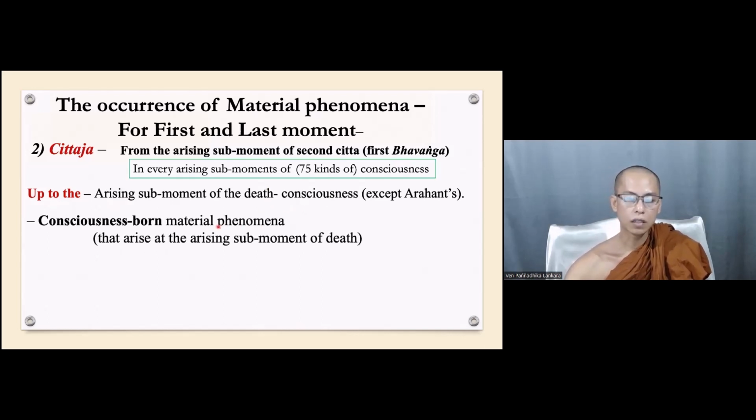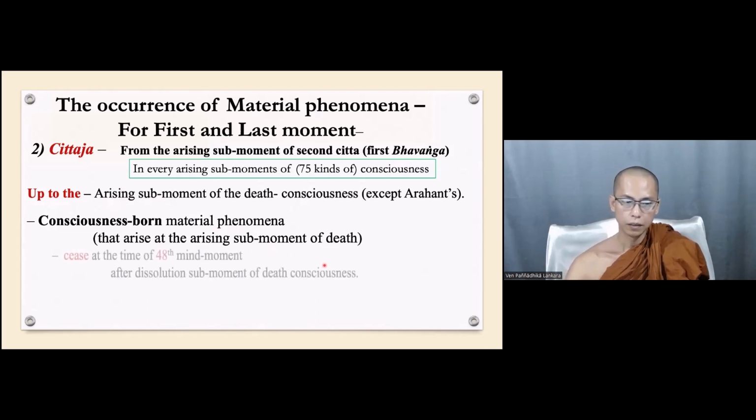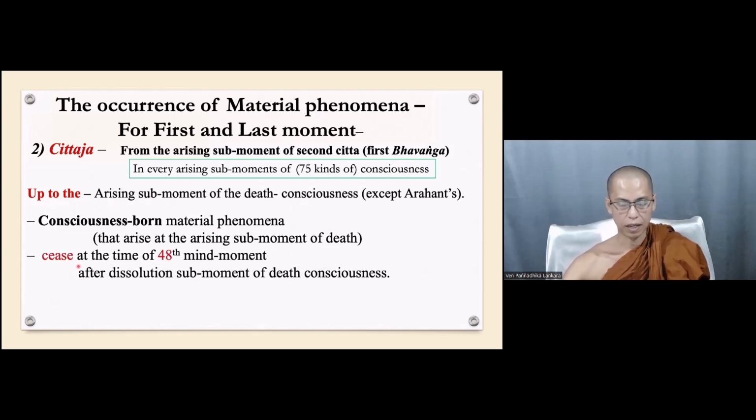Then the consciousness-born material phenomena arise at the arising sub-moment of death. So this is the last production. It ceases after death consciousness. So how long? It continues to the 48th mind moment. The 48th is a sub-moment, referring to the 48th sub-moment after the dissolution sub-moment of death consciousness.